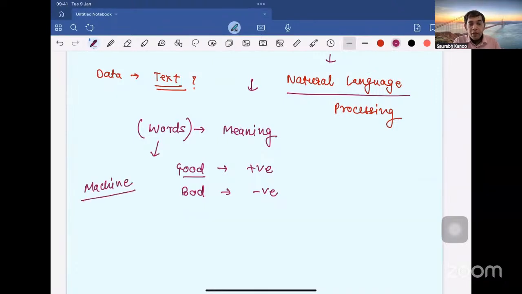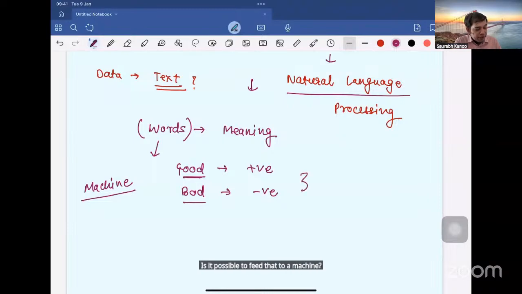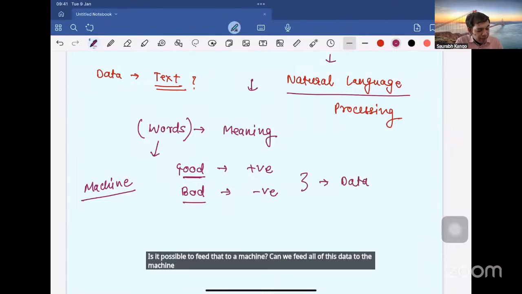And the prerequisite to that is to create a huge pool of data in which we have given it all the information about all the words that are spoken in the world, along with their tone, along with their context. Is it possible to feed that to a machine? Can we feed all of this data to the machine so that we can enable it to understand what humans are speaking? Yeah.